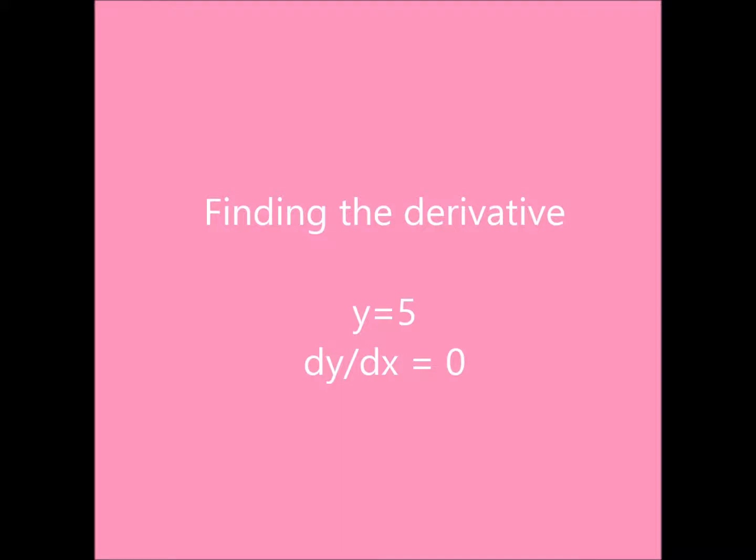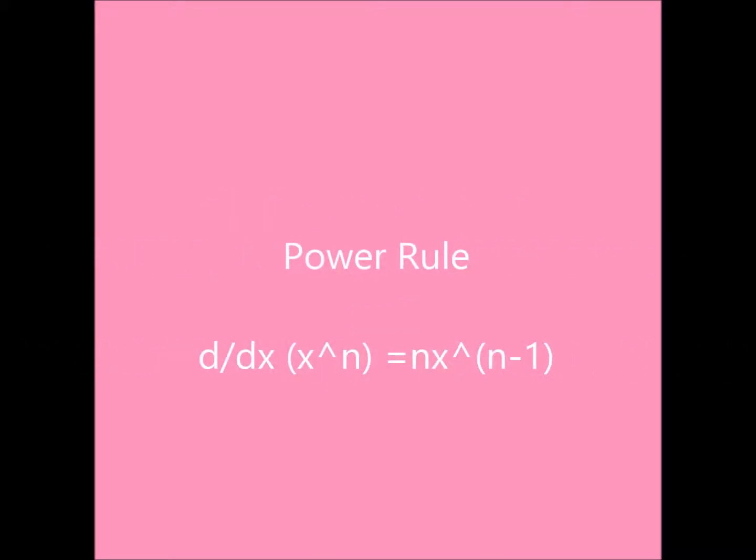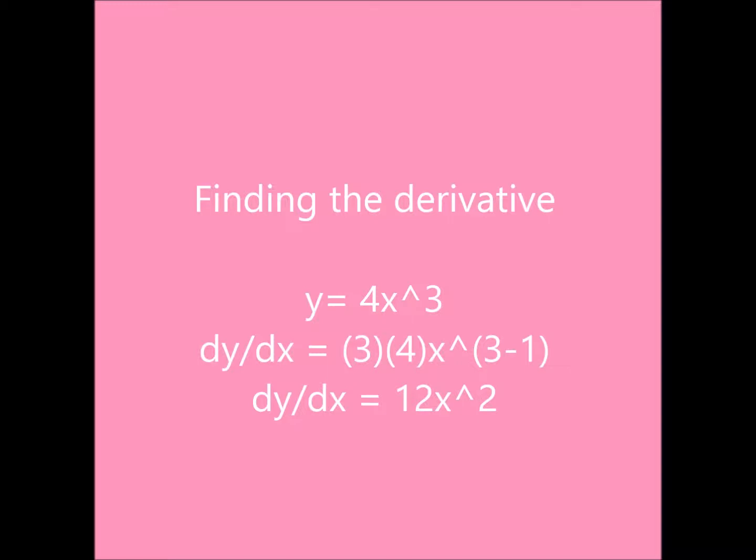The power rule is d dx of x to the n, which equals nx to the n minus 1. This is saying that the derivative of x to any number n will be equal to n times x to the power of n minus 1. To find the derivative of y equals 4x to the third, you use the power rule.